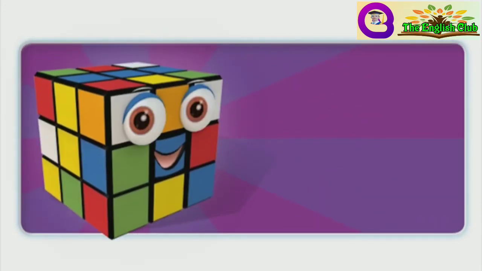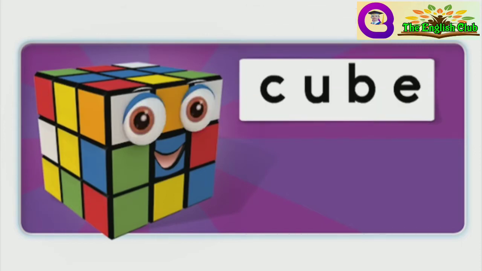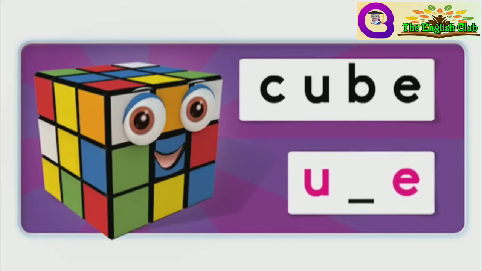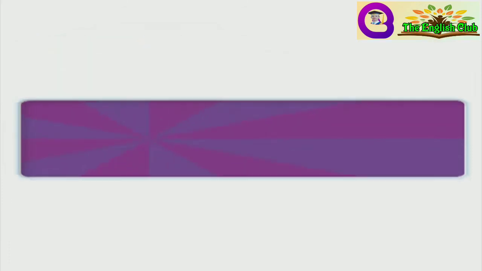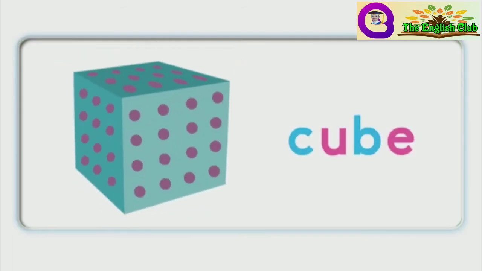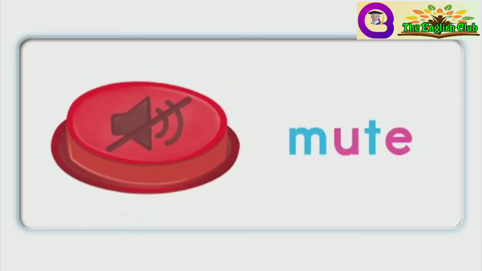This is a cube. What's the middle sound in the word cube? U. That's right. U. Cube. M. U. T. Mute.